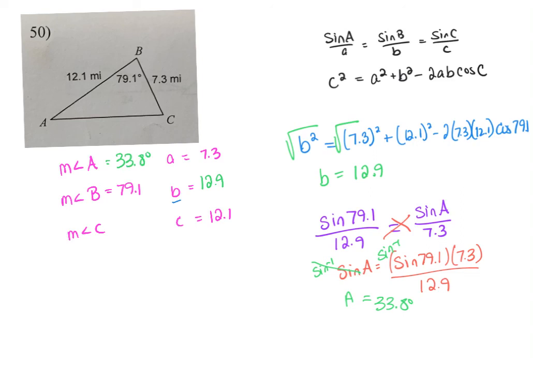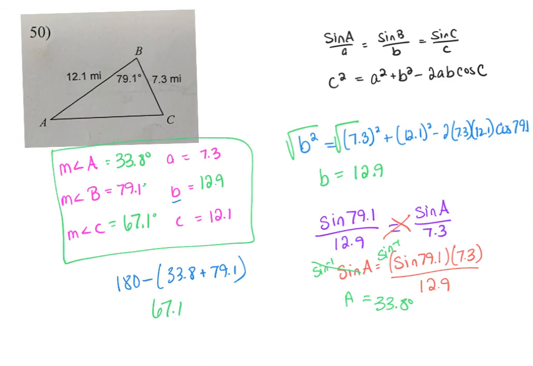So now I have all three of my sides. I have two of my angles. What's the last thing I'm going to do for solving for my third angle? I have two out of three. What am I going to do? Yeah, I'm just going to say 180 minus the 33.8 plus the 79.1, right? That's going to be the easiest way to do that. And when you do that, you will get 67.1. And so now you have solved for the entire triangle. That is solving a triangle.